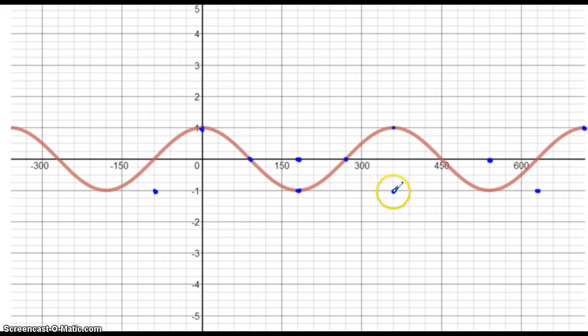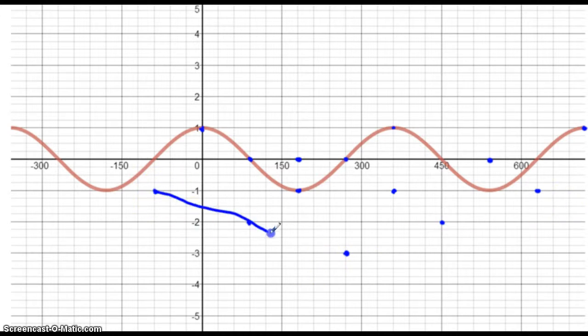So for example, our minimum will shift to the left 90 degrees and down 2 units. 1, 2. This intercept will shift to the left 90 degrees, down 2 units. And our other intercept, left 90 degrees, and down 2 units. And there's the location of our 5 key points for cosine with the 3 transformations applied to them.